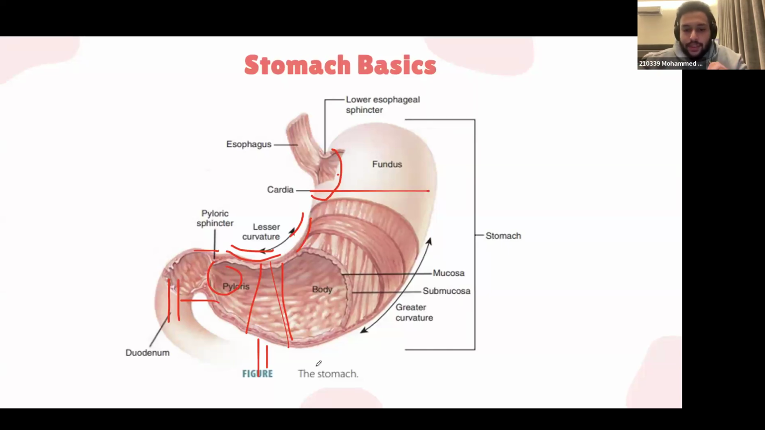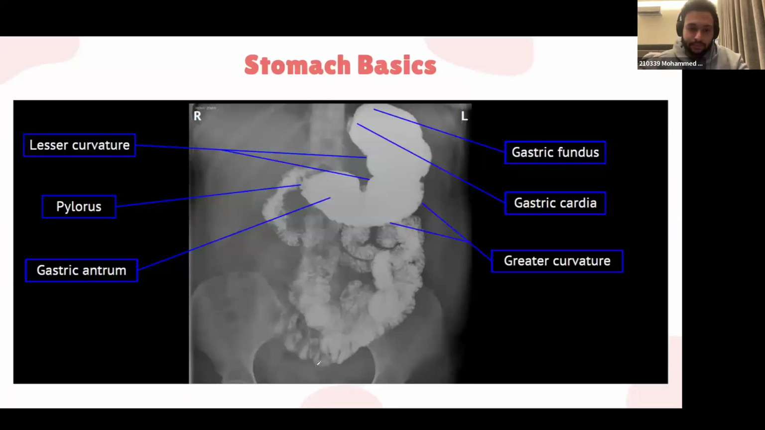This is typically the main important function of the stomach and the more important anatomy of the stomach. When you do imaging, just for your own orientation, these are the parts of the stomach that we already mentioned. This is a GI follow-through study, not a barium swallow, a contrast swallow study, and you can see parts of the stomach.